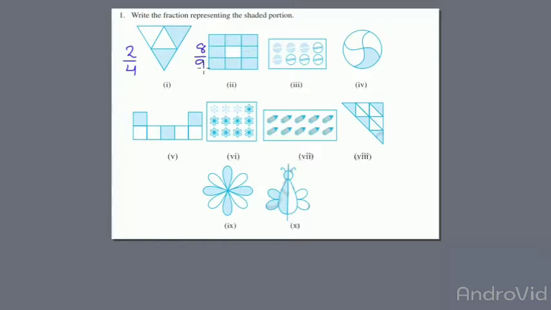As you can see, the total is 9. Third question, we have 4 shaded portions. So we write 4 over 8, because 8 is the total number of pictures. Only 1 over 4.